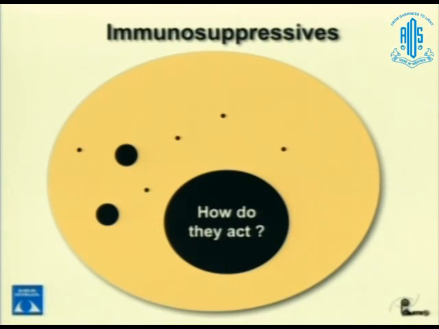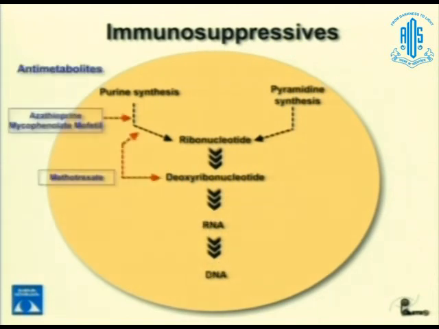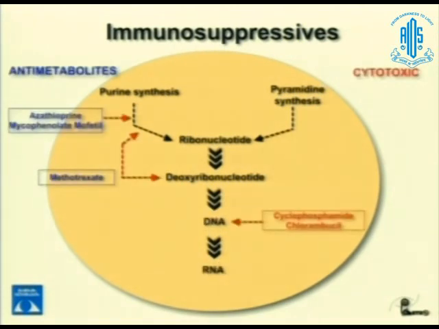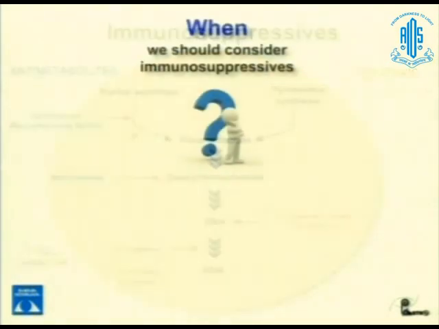Now we have a lot of immunosuppressives. I will not go into the detail. If you see this cell metabolism, these are classified as antimetabolites. Also cytotoxic, where they act as a de-alkylation of the DNA, known as cytotoxic drugs. Then we have the T cell inhibitors like cyclosporine, tacrolimus, and sirolimus.